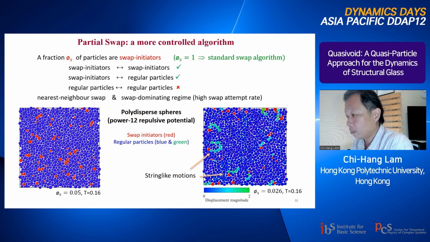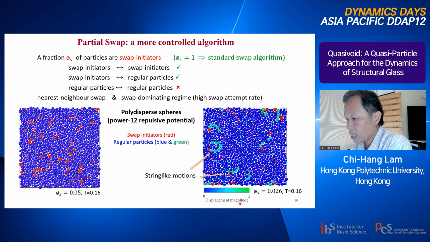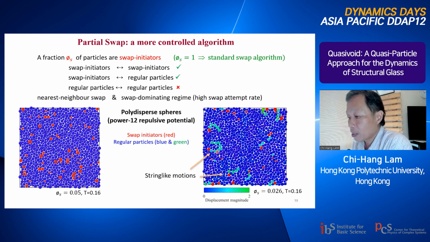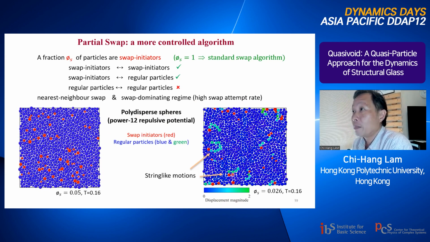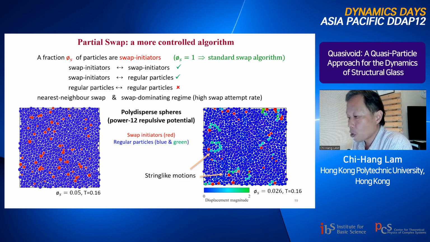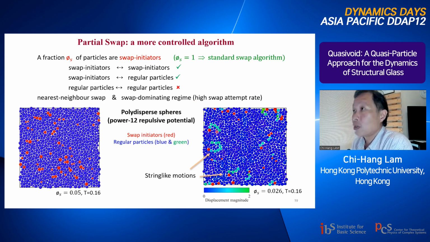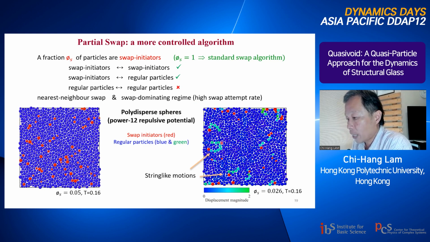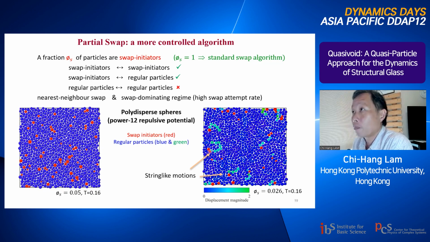Now, in this result, we show again the displacement magnitude. So these are the regular particles which have not moved, they only vibrate. These are the regular particles which have moved, and nearly all of them are close by to a swap initiator because the swap initiator swaps with them to create the motion. And we see string-like motions, which is easy to understand because, for example, the swap initiator was here and then swapped with them one by one to come to this position, to create the motion in the string-like form.